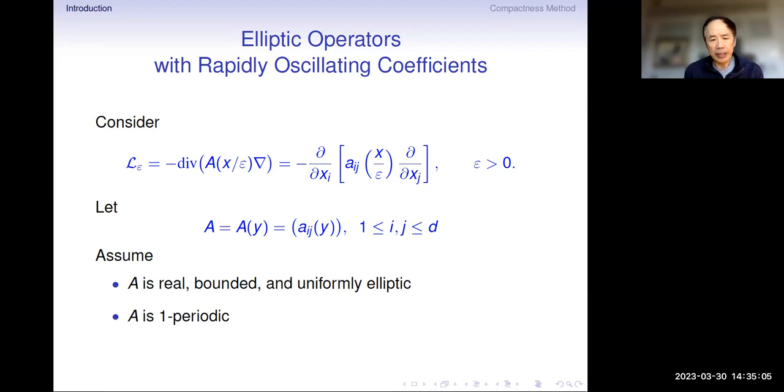But we also need a structure condition. So here we're going to assume that A is periodic, periodic with respect to some integer lattice. After a change of variable, you can always assume it's periodic with respect to the standard lattice Z^d, and we call such function one periodic. One periodic means that periodic with respect to the integer lattice.